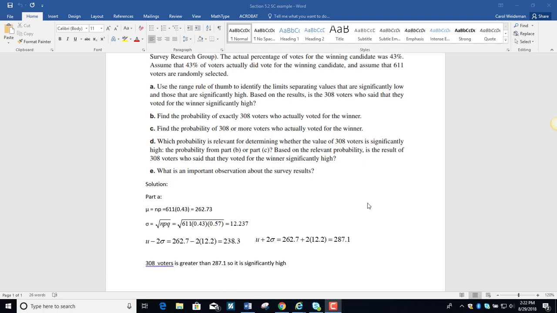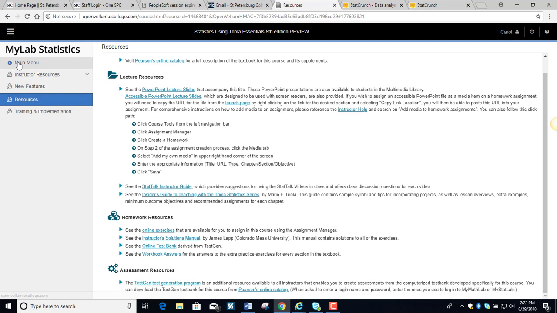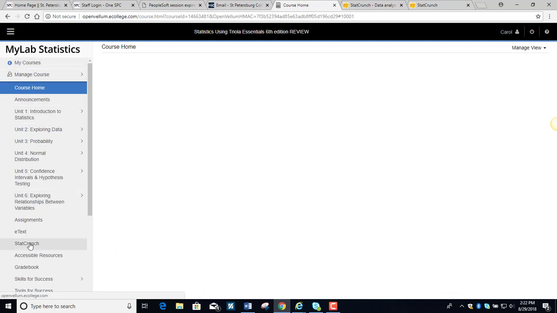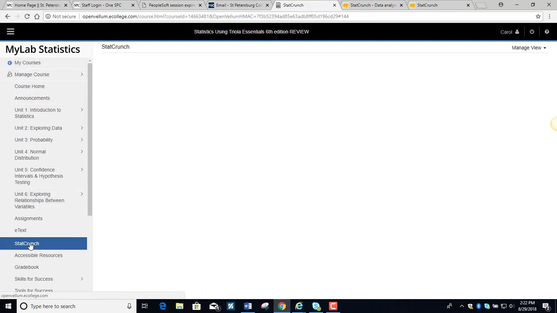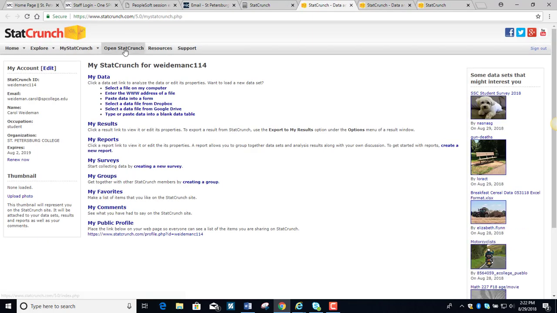Part B says find the probability exactly 308 voters voted for the winner. So we're going to use StatCrunch, and I've already opened up StatCrunch. Remember how we did that? We went to our table of contents. In our MyStatLab course, we clicked on StatCrunch, we clicked on StatCrunch website, and we clicked on Open StatCrunch, which I've already done.